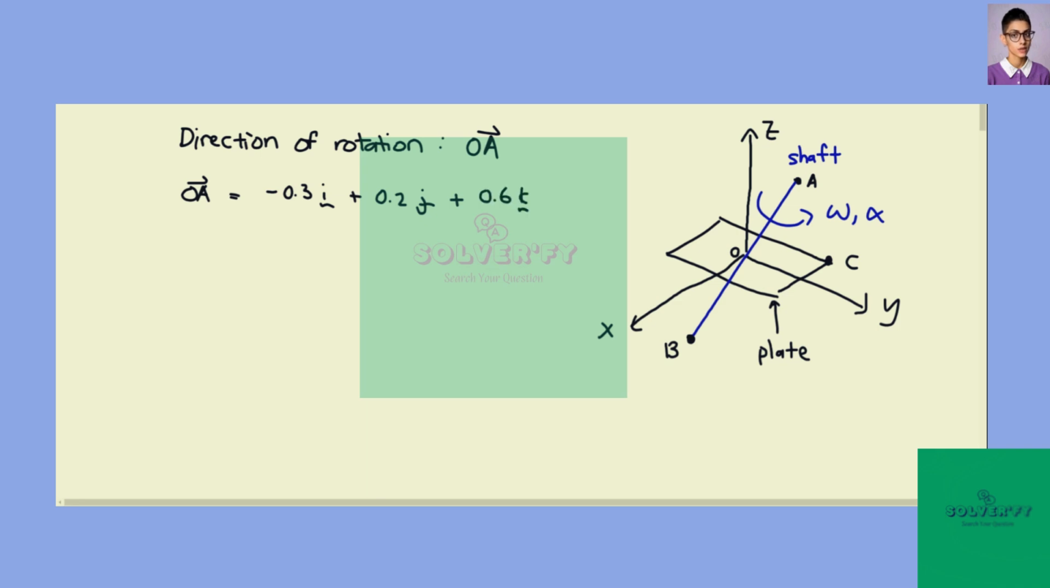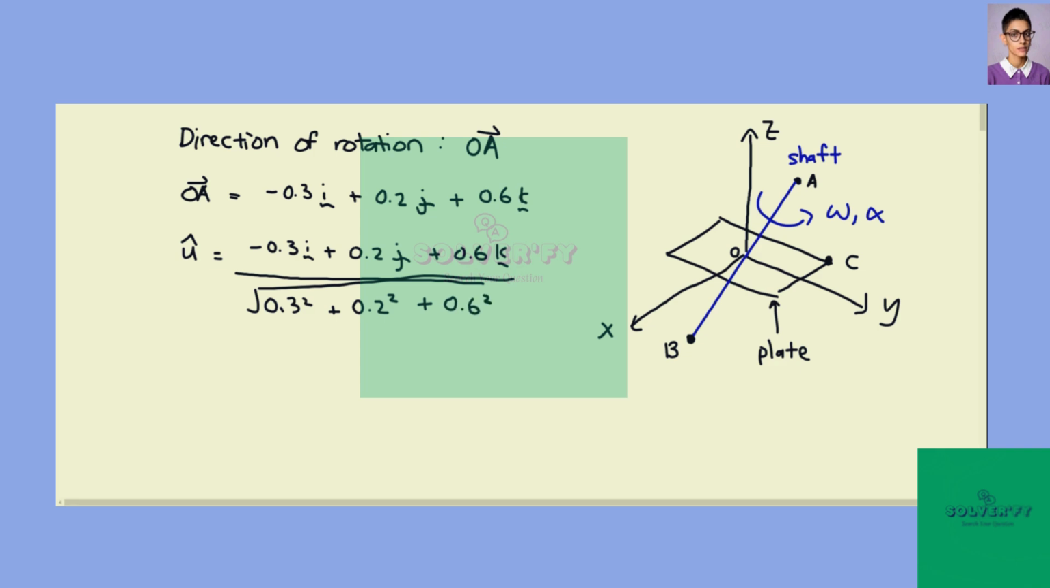Then the unit vector, I'm going to call this the direction of rotation in unit vector form. So this is going to be minus 0.3 i plus 0.2 j plus 0.6 k divided by the magnitude of the vector, which is the square root of 0.3 squared plus 0.2 squared plus 0.6 squared. If you do this calculation properly, you get 1 over 7 times minus 3i plus 2j plus 6k.